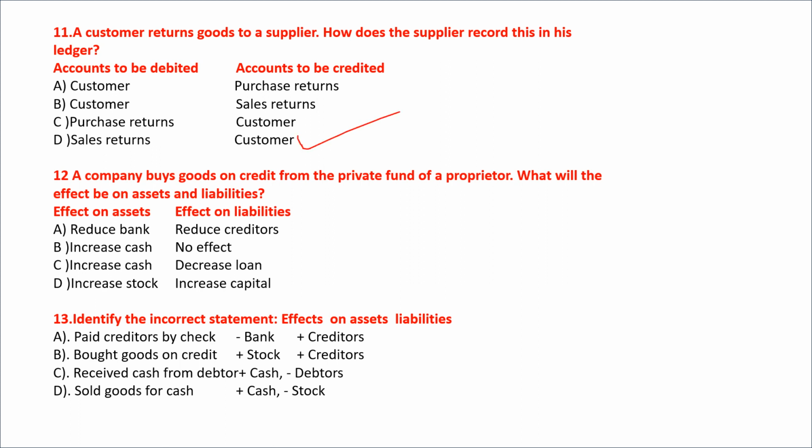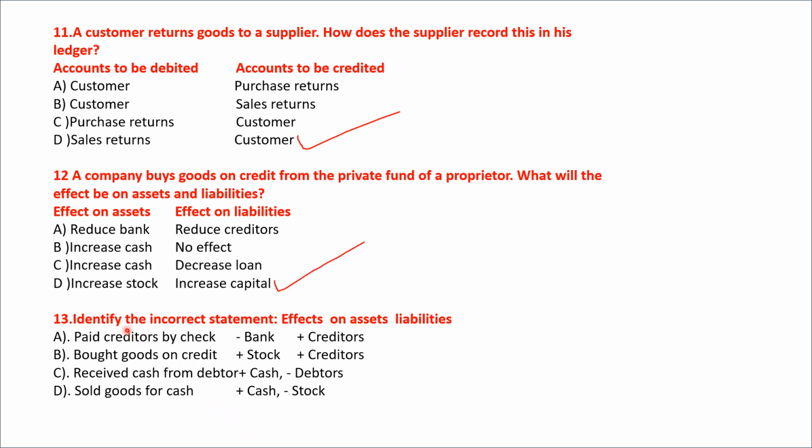Okay, so let's see the next question. A company buys goods on credit from the private fund of a proprietor, so what will be the effect on assets and liabilities? Let's see the options: reduce bank and reduce creditors, increase cash and no effect, increase cash and decrease loan, increase stock and increase capital. So the right answer will be option D, increase stock and increase capital. Okay, so option D will be the right answer.